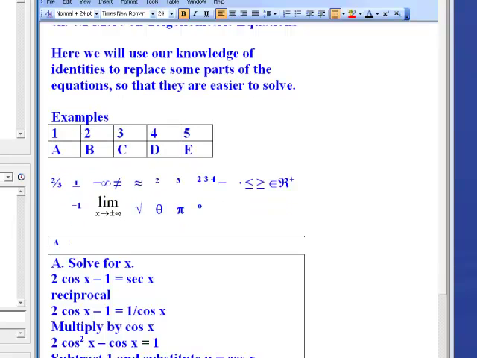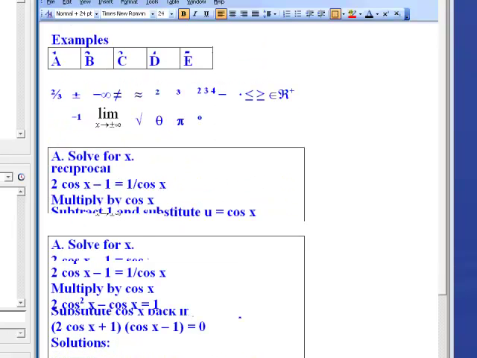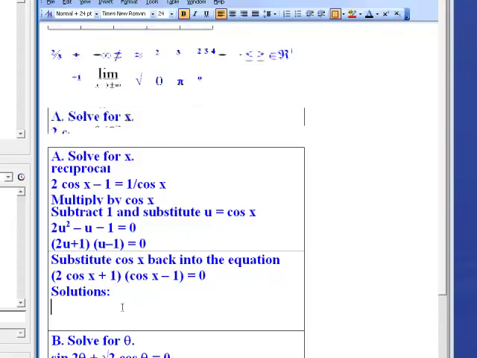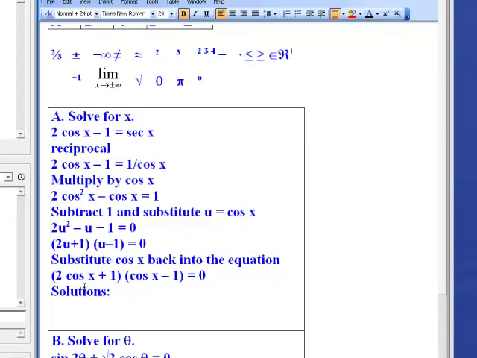And the solutions are, again, you can just scroll down on your screen, but at this point I might as well do that myself here. So we're going to have cosine of x equals negative 1 over 2. Did I write that down before? Yeah, I believe so. Cosine of x equals negative 1/2, and cosine of x equals positive 1.